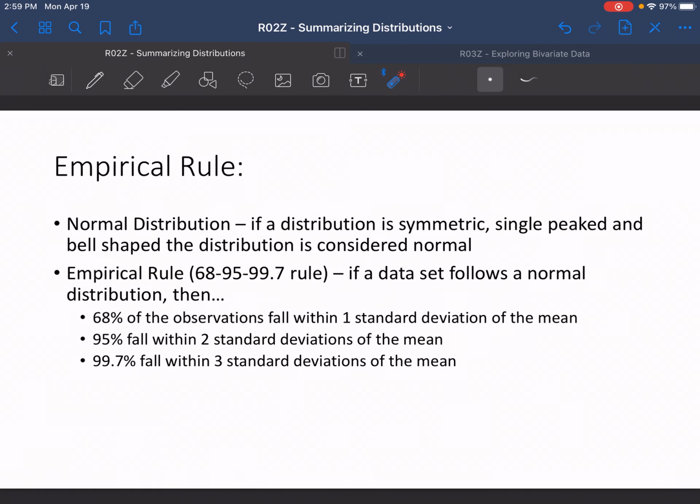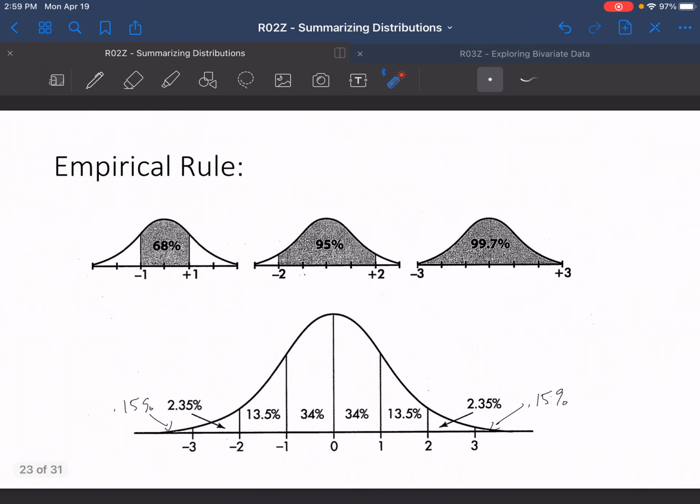We also have this idea of an empirical rule. The first thing we need to know about the empirical rule is a normal distribution. If a distribution is symmetric, single-peaked, and bell-shaped, the distribution is considered to be normal. Now, the empirical rule is just that 68, 95, 99.7 rule. If a data set follows a normal distribution, then 68% of our data would fall within one standard deviation of the mean, 95% of our data would fall within 2 standard deviations of our mean, and 99.7% of our data would fall within 3 standard deviations.